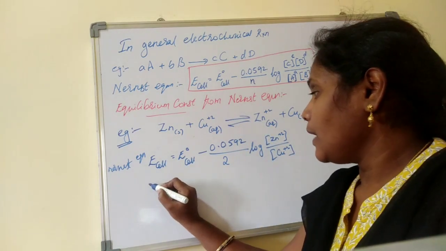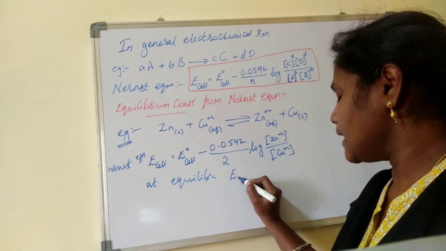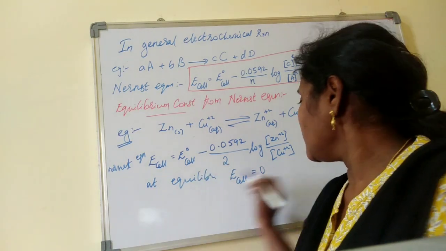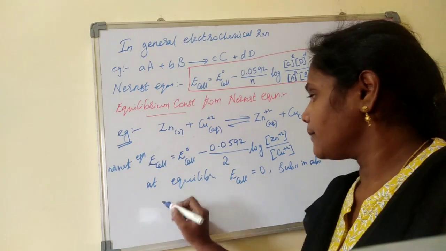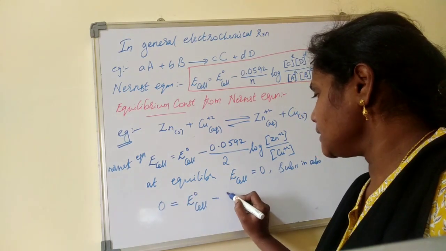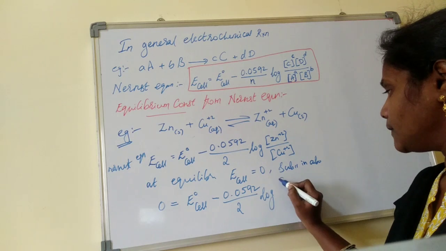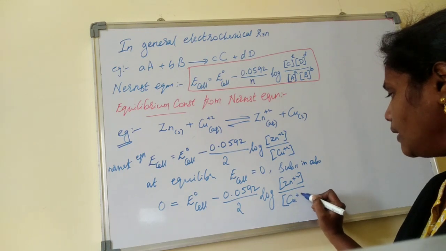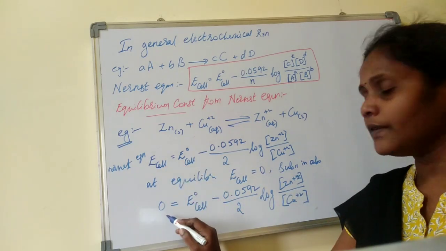But at equilibrium, what is happening? At equilibrium, E cell has shown 0 deflection, right? Then substitute it in the above equation. What you will get? 0 is equals to E naught cell minus 0.0592 by 2 log zinc plus 2 ions by copper plus 2 ions. Same as it is, just I have replaced E cell with a 0.